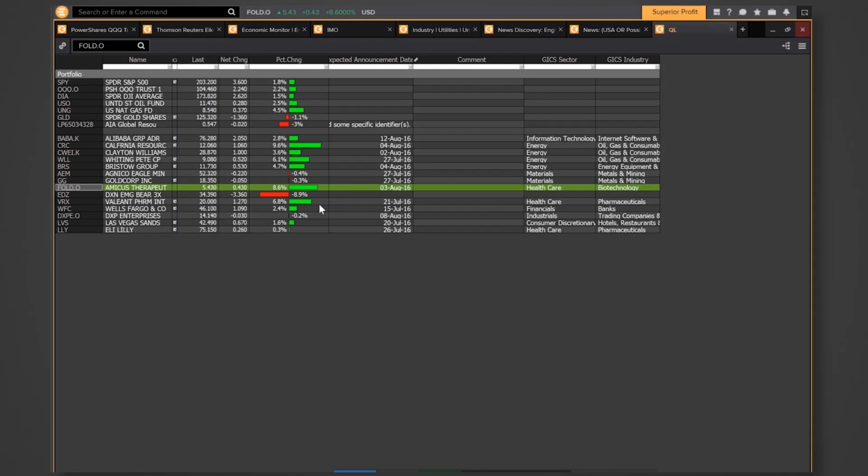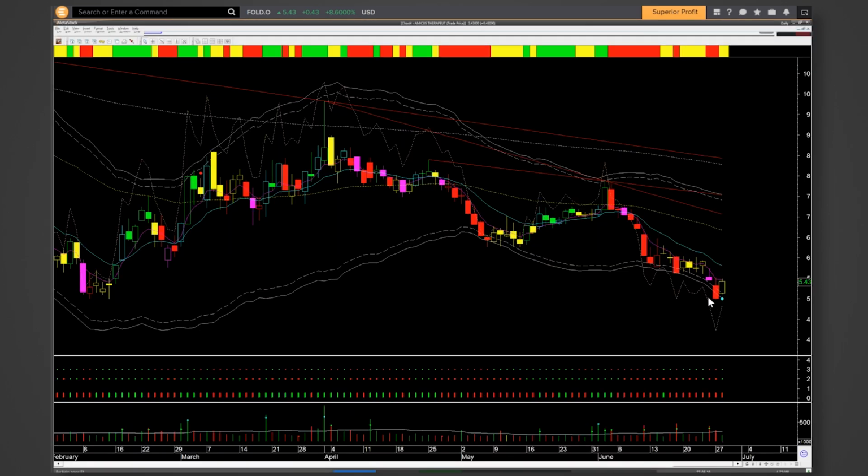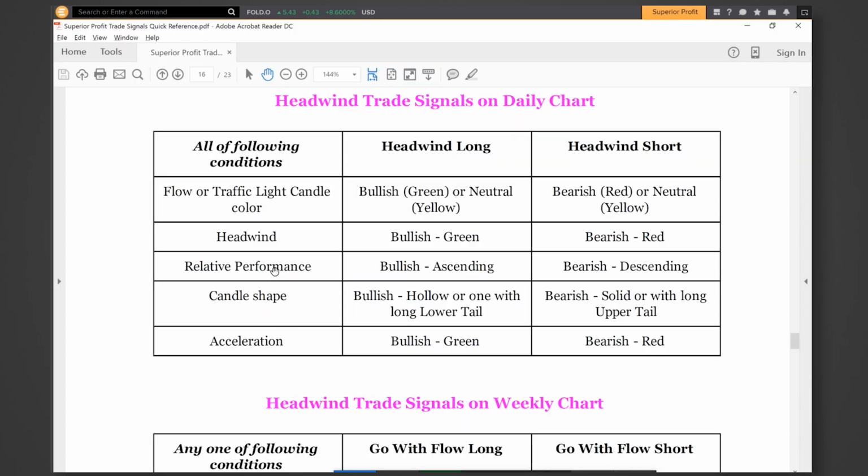We can even see that from the length of this bar visually. We are very visual traders in Superior Profit, both in the Q charts and the way we set up icons. Just by looking at these bars, we can see Fold is actually one of the best performers of the day as far as this list is concerned. So coming back to Q charts, in the hop on template we have relative performance tilting up, and that checklist is met. Next checklist says candle shape should be bullish, hollow, or one with a longer tail.